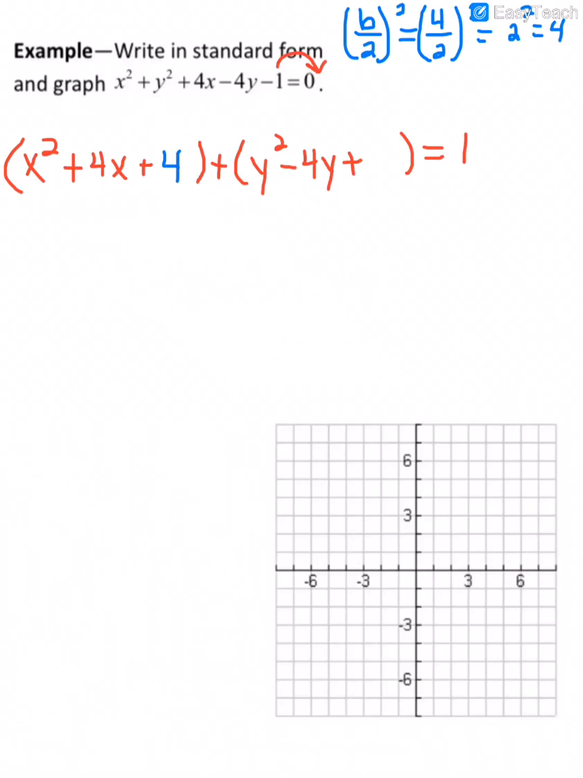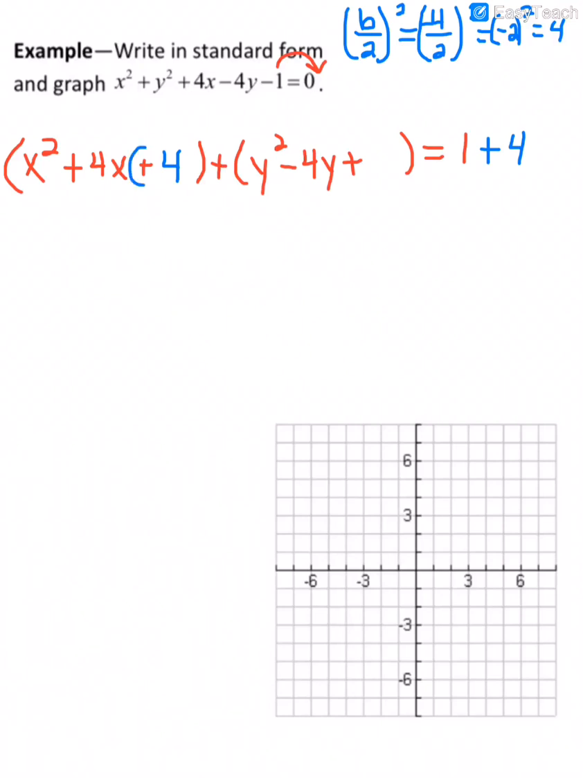But since this is an equation, we can't just add something to one side of the equation. We have to keep our equation balanced, so we have to add 4 to the other side also. Okay, so then in our y group, we have a -4. So I'm just going to change the sign of that 4 in our little equation up here at the top. Now, -4 divided by 2 would be -2, but once I square it, it becomes a +4.